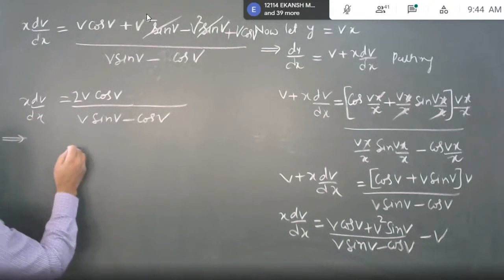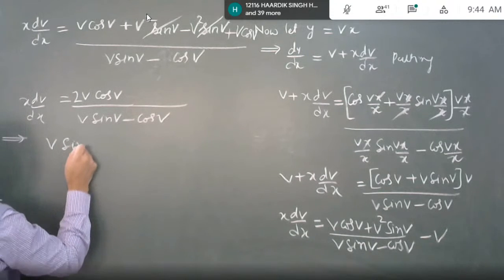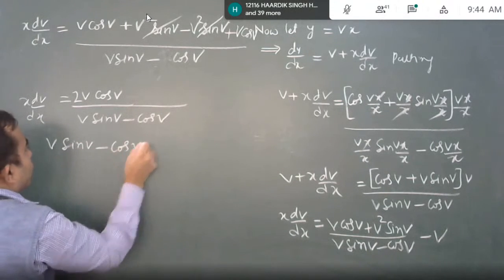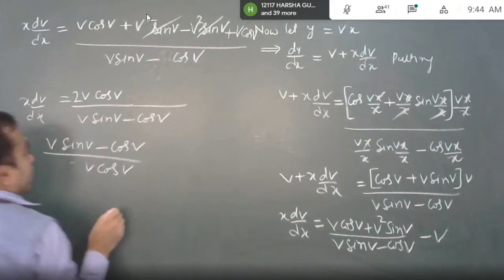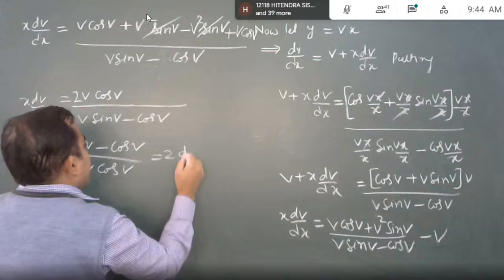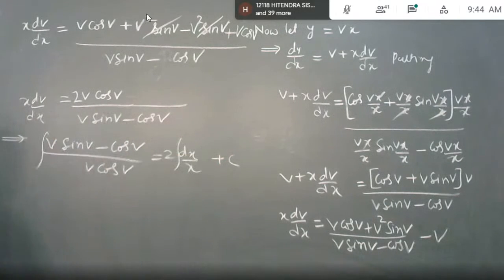And it becomes this whole entire term bringing in left side. So v sin v minus cos v whole upon 2v cos v, or better, 2 I am keeping on that side only, equal to 2 dx upon x. Now let us integrate both the sides. What should we do to integrate the left hand side? Any suggestion, students?